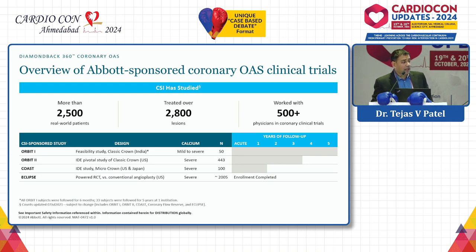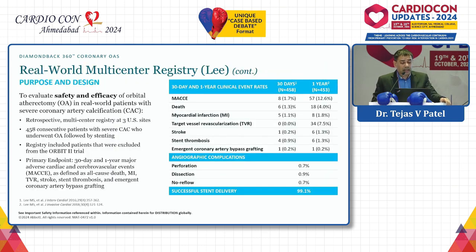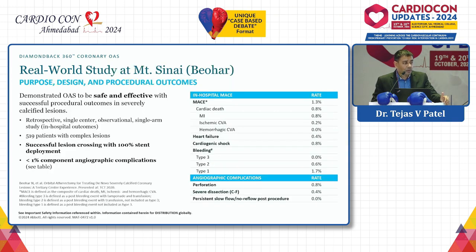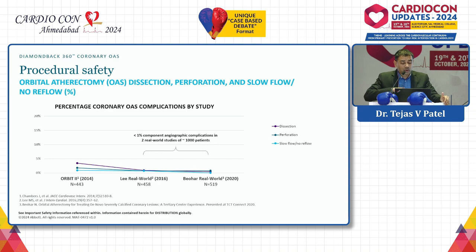And we have lots of trials to support this. Orbit 1, Orbit 2, we are part of the Orbit 1 trial. Coast, Eclipse, all these trials; Eclipse is undergoing right now. So all these trials and real world studies with large volume, almost 450, 500 patients from some centers in the US, almost 1,000 patients' data, have shown less than 1% angiographic complications in the real world scenario.